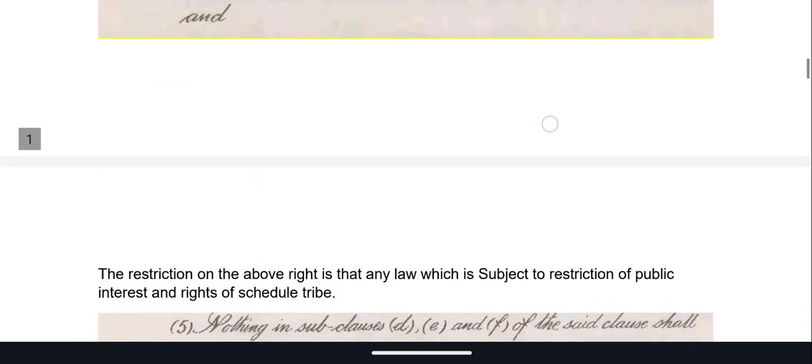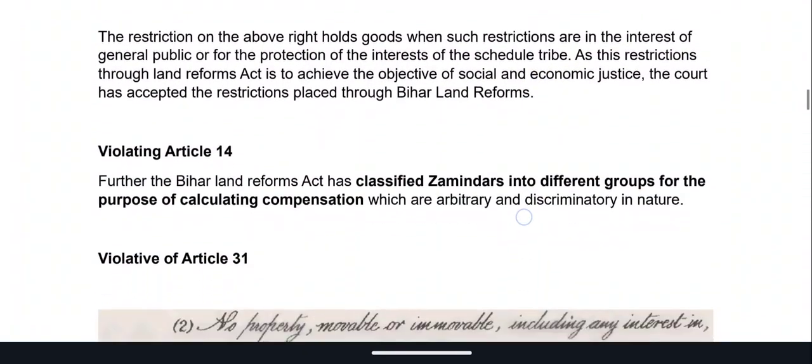Now, what Article 19 subclause F is saying is that every citizen, which means Kameshwar Singh also is a citizen here, has the right to acquire and hold property. But now through the Bihar Land Reform Act, you are saying that no, you can't hold beyond 30 acres or you can't hold beyond 40 acres. You are violating, or you are taking away, or you are abridging my fundamental right. This is one point.